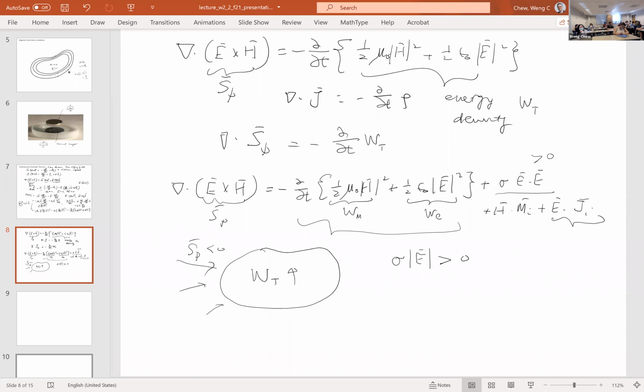However, if the electric field and the current are in opposite polarity, then it becomes a current source. Can you see that? So the contribution of the last two terms, depending on whether it is positive or negative, determines their roles as an energy sink or energy source.